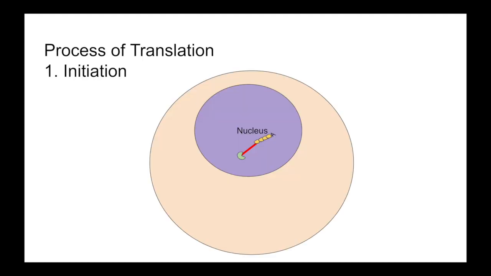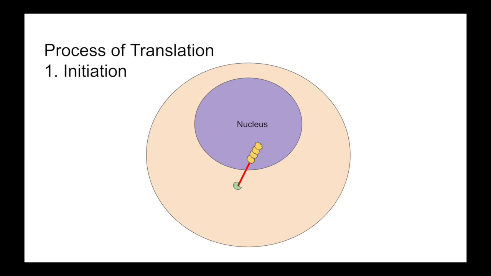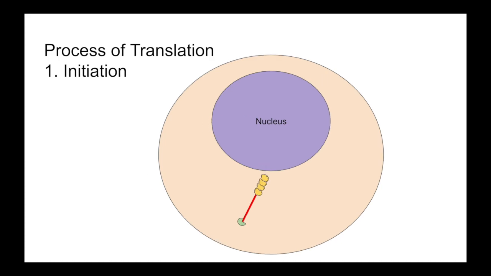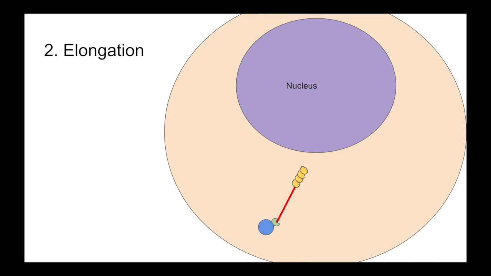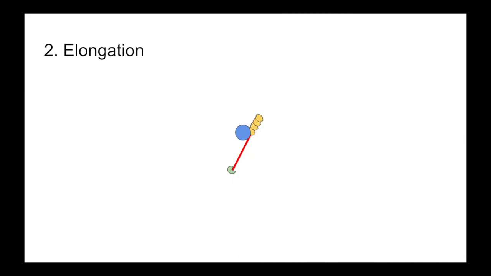Translation. Number 1, initiation. The mRNA formed after transcription leaves the nucleus and enters the cytoplasm. The ribosome, the blue circle, binds to the 5' cap of the mRNA. Elongation. The ribosome moves along the mRNA in a 5' to 3' direction, and as it moves, it builds the polypeptide chain. Now let's talk about what's inside the ribosome.